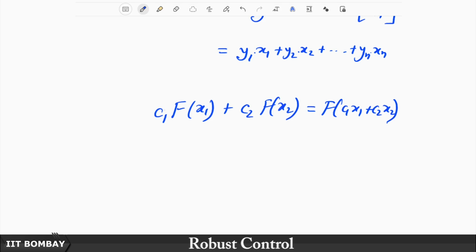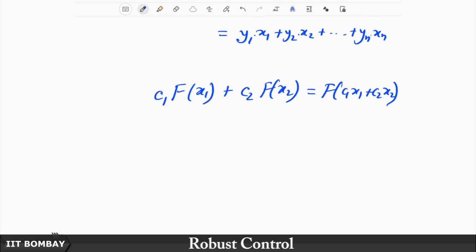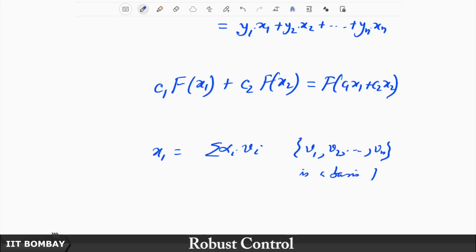So, up until this point we have not really spoken much about the choice of basis. So, what do we know about linear maps? We know that if we know what a linear map does to a particular basis set in its domain, then we know what it does to any arbitrary member in that particular vector space. So, now suppose we have x1 is nothing but summation alpha i vi, where v1, v2, dot dot dot till vn is a basis for R to the n.